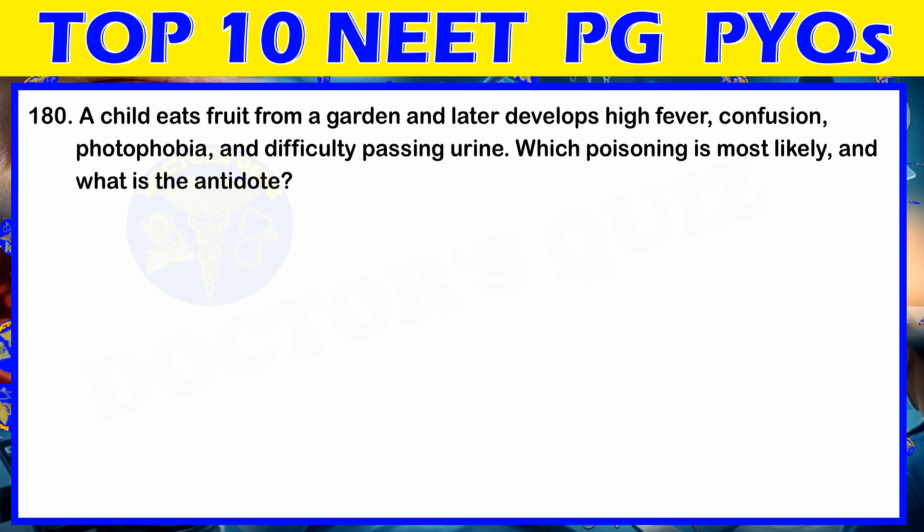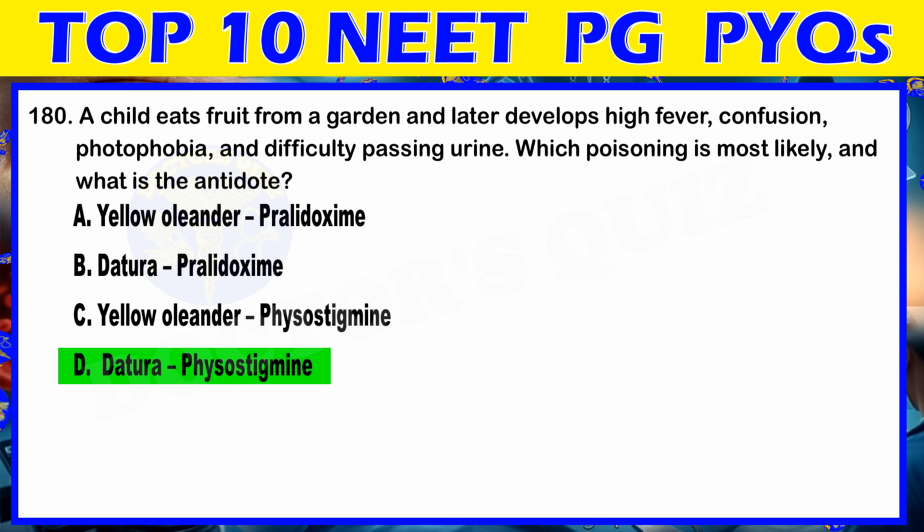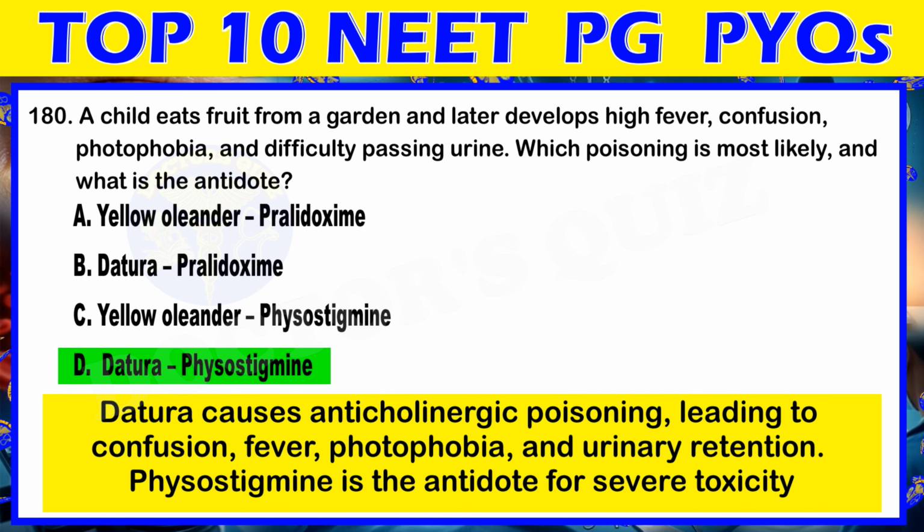A child eats fruit from a garden and later develops high fever, confusion, photophobia and difficulty passing urine. Which poisoning is most likely and what is the antidote? Right answer is option D, Datura poisoning. Datura causes anticholinergic poisoning, leading to confusion, fever, photophobia, and urinary retention. Physostigmine is the antidote for severe toxicity.